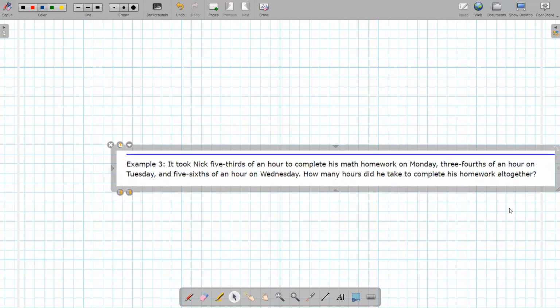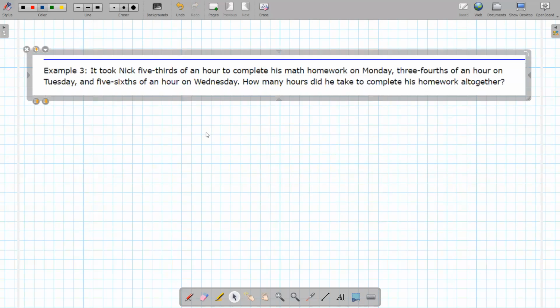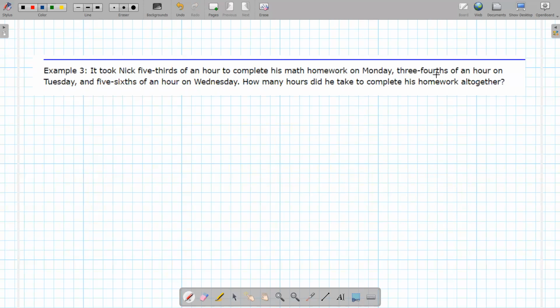It took Nick 5/3 of an hour to complete his math homework on Monday, 3/4 of an hour on Tuesday, and 5/6 of an hour on Wednesday. How many hours did it take to complete his homework altogether? Do you just subtract everything from an hour and then add it? We add all of them up. Yeah, I guess we could add them up. So we don't subtract here.